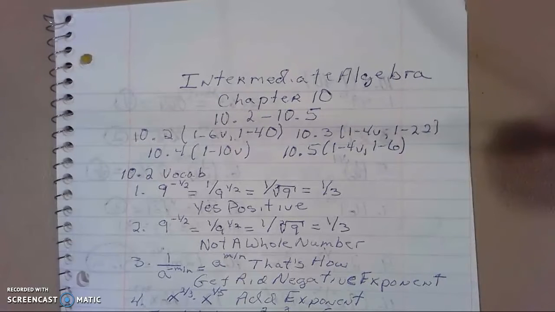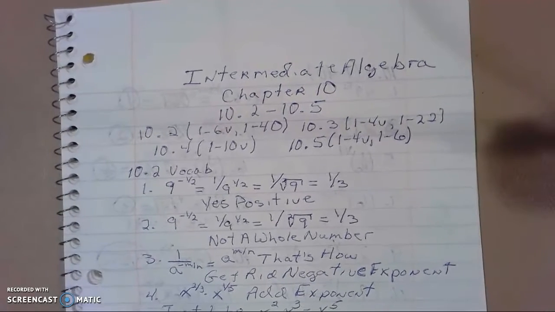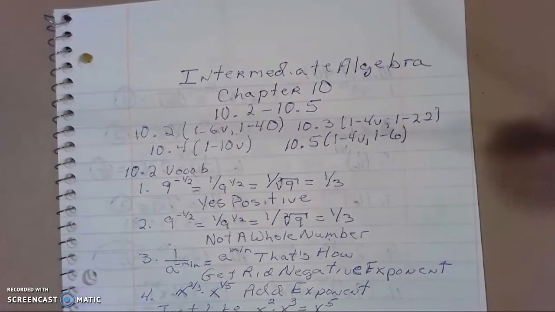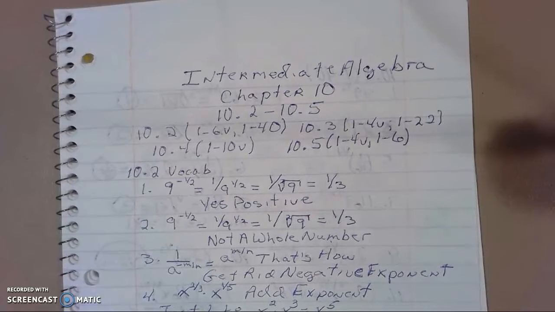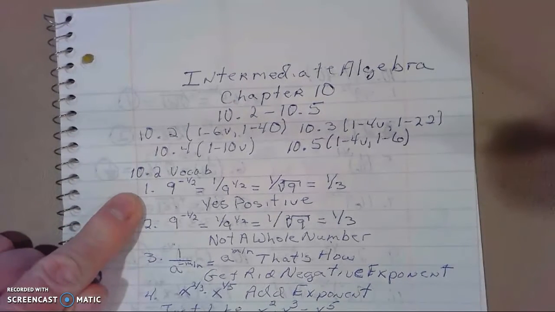This is the assignment for intermediate algebra on 10.2 through 10.5. First on 10.2 we are to do 1 through 6 of vocabulary, then 1 through 40. Number 1 on the vocabulary, 9 to the negative 1/2.